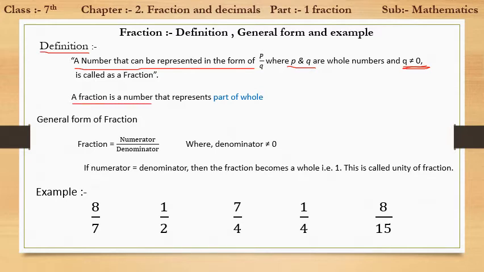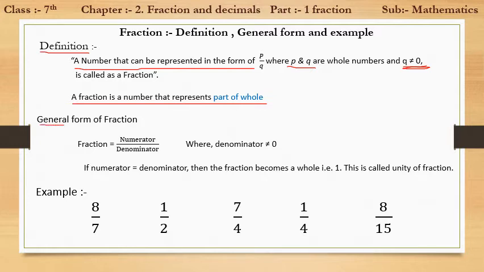A fraction is a number that represents parts of a whole. इसमें क्या बताया है कि कोई भी पूरा पार्ट है, पूरा होल है, कोई भी एक पूरी चीज है, उसमें से अगर कुछ पार्ट्स हमने निकाल लिए तो वो फ्रैक्शन हो गया, जिसको बोलते हैं हम पार्ट्स ऑफ अ होल.